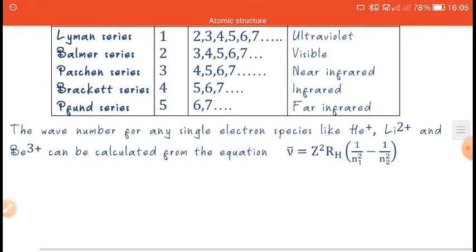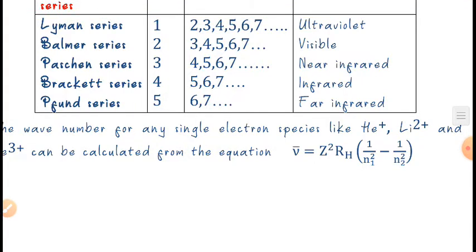Here Z is the atomic number. And that R_H you see here is called the Rydberg constant, which we will learn about afterward.